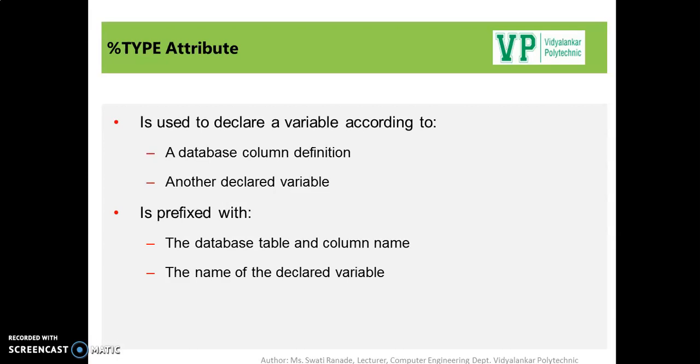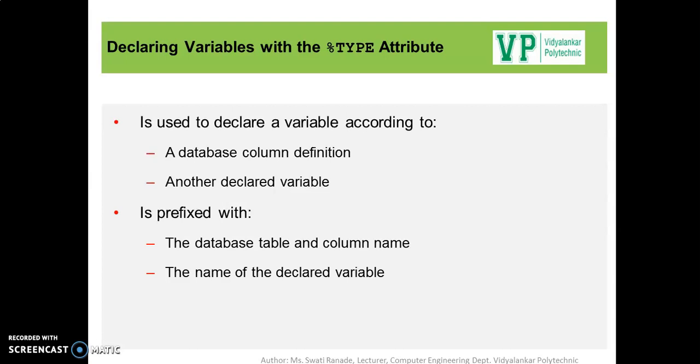The %TYPE attribute is prefixed with the database table and column name, or the name of the declared variable. The database table and column name are very important because with their help we provide a reference to declare the variable. The name of the declared variable is used when we want to declare a variable according to another declared variable. At that time we need to use that name with this %TYPE attribute.